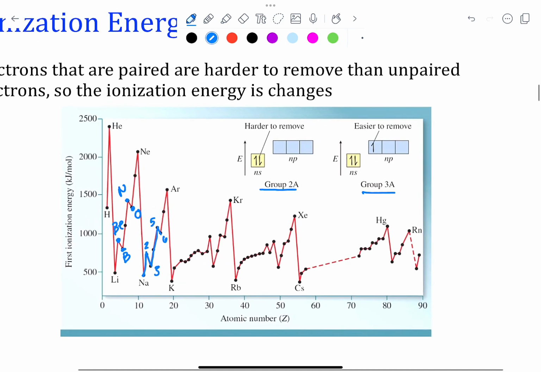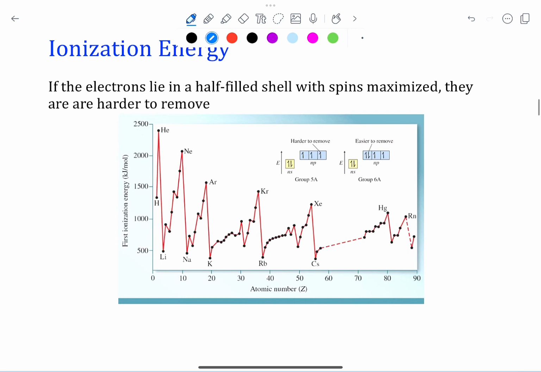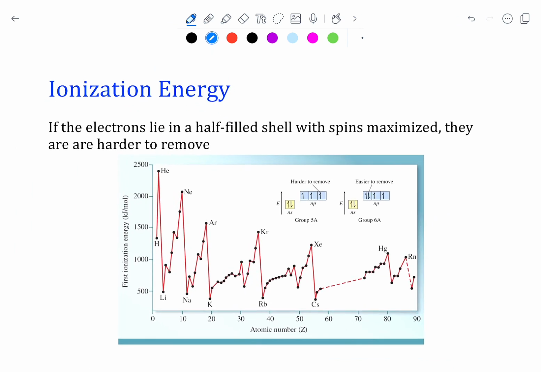Okay, so this is just prevalent in groups 2 to 3 and groups 5 to 6. Okay, so this is again just the other oxygen nitrogen example. So the electrons that lie in a half-filled shell with spins maximized, so that's our Hund's rule. We want to maximize our spin. They are harder to remove. Okay, so here's nitrogen and here's oxygen, which again happens right there. So we see that change in ionization energy.